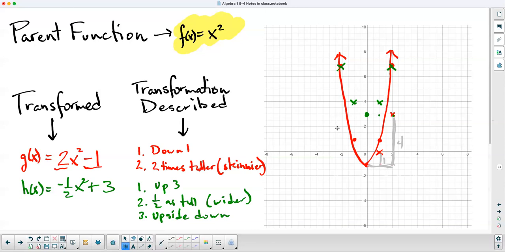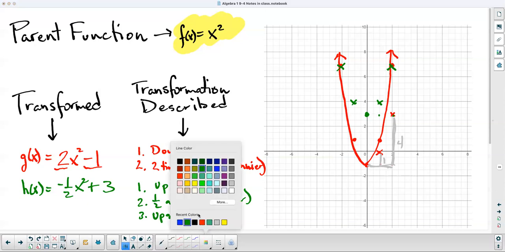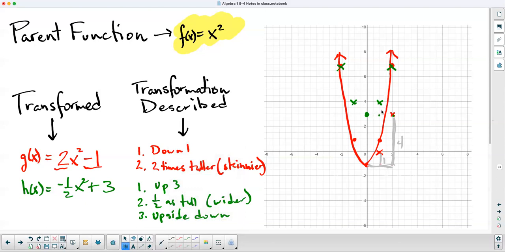But now I have a half. Let's pick a different green. I'll do darker green. A half x squared would mean I only go up half as much. So where those X's are would be my points. So that's going up half as much. And then my last change is to go down instead of up. So instead of going up 1 square, I would go down 1 square. Instead of going up that many squares, I would go down.